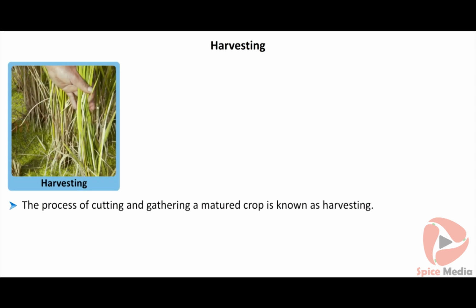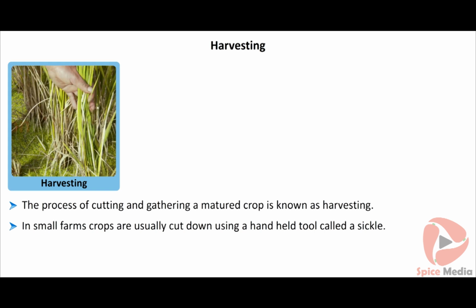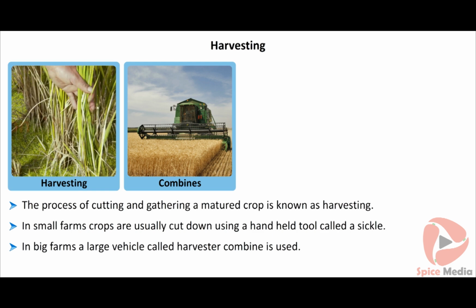The process of cutting and gathering a matured crop is known as harvesting. In small farms, crops are usually cut down using handheld tools called sickle. In big farms, a large vehicle called harvester combine is used.